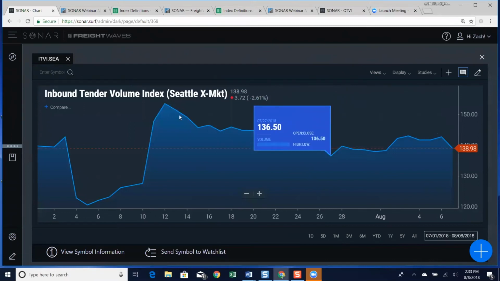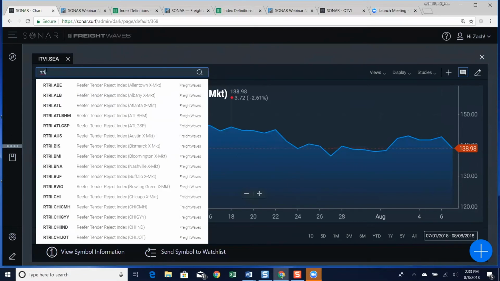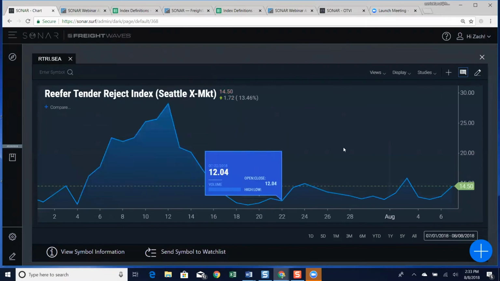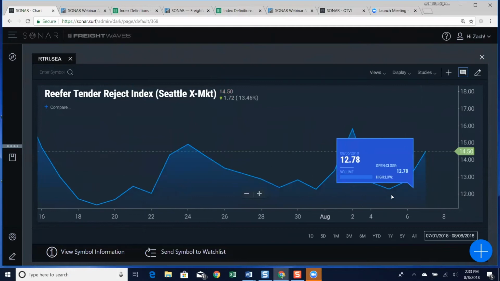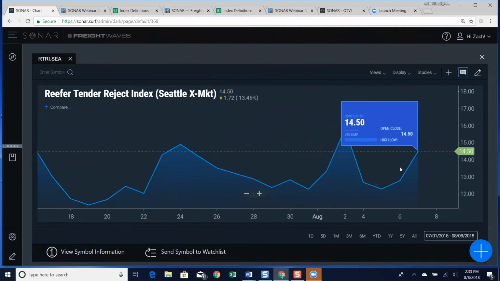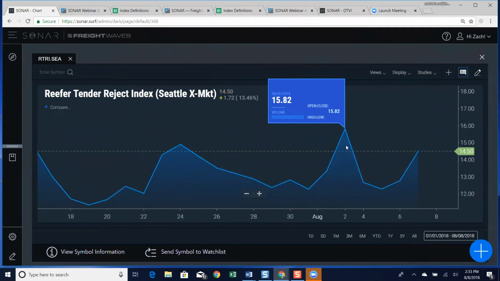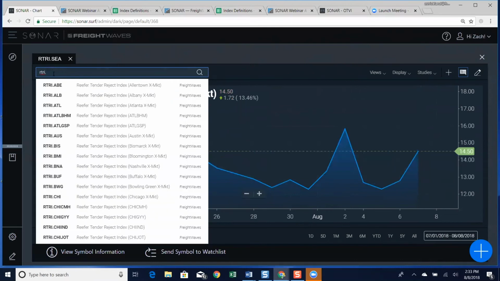But we're seeing a lot of, I think we saw a lot of reefer tender rejection coming out of Seattle and Spokane in the last week. Let's see here. So yeah, there's the reefer tender rejection index for the Seattle market. We're seeing this elevated level of reefer tender rejection over the last little bit. And I think Spokane was actually a better, that Yakima Valley.